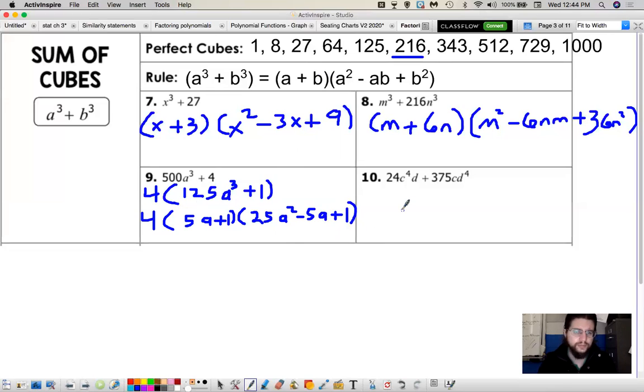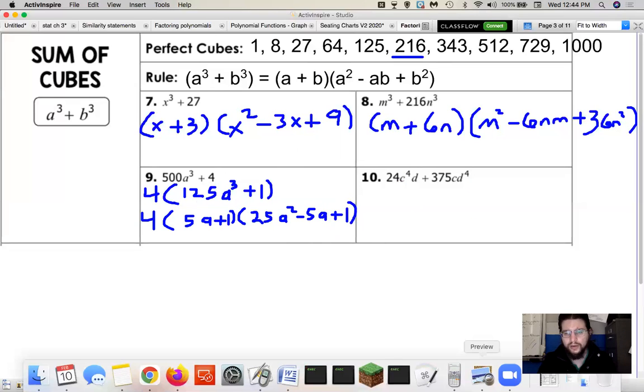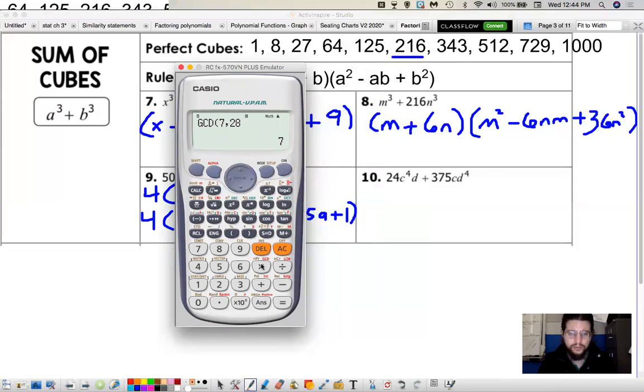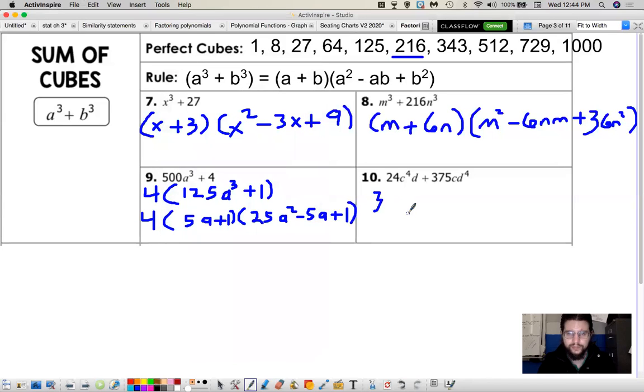So next one, GCF. Well, if you don't know 3, you can always take your calculator. Alpha multiply 24, comma 375, and sure enough, that's 3. That's 4 C's there and 1 there, so that's C, 1 C, D, and D 4, so that's 1 D. Factor it out. Again, every time your first step is GCF.